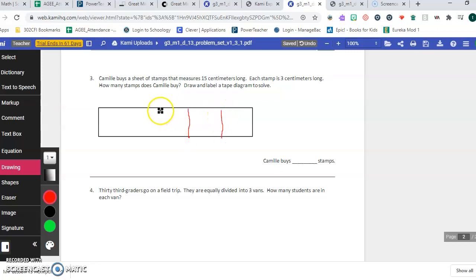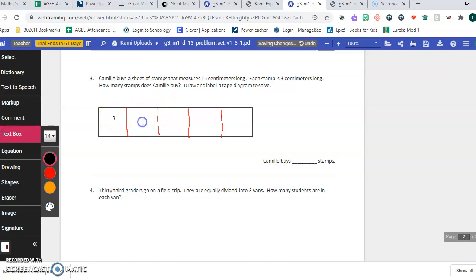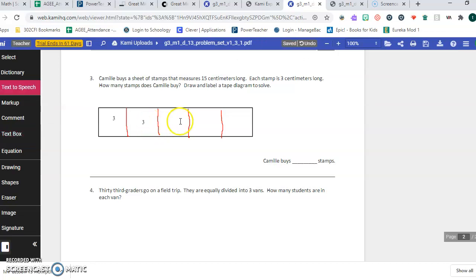Okay, they're supposed to be even, but it's not even. So notice that when I make 5 sections in the tape diagram, I use 4 dividing lines. So I've got 1 section, 2, 3, 4, 5 sections, but 4 lines that I drew to cut it into 5 sections. And I know that each section is 3 centimeters. So I'm going to do 3 and 3 and 3.